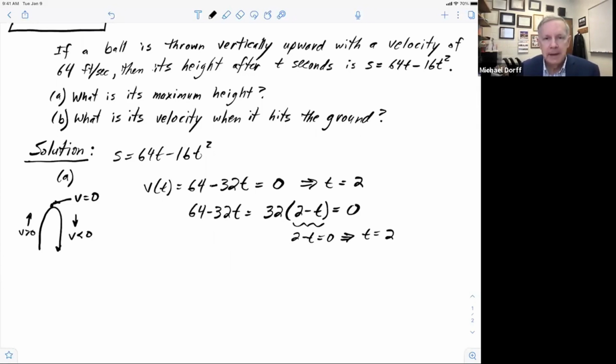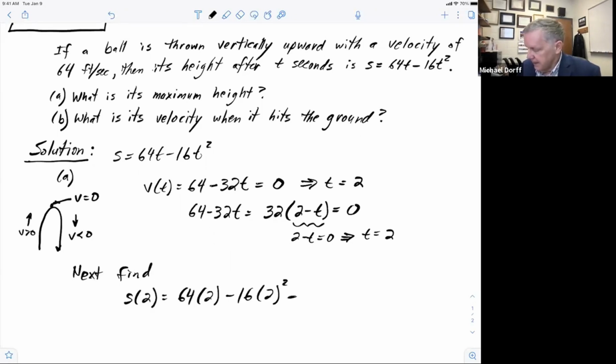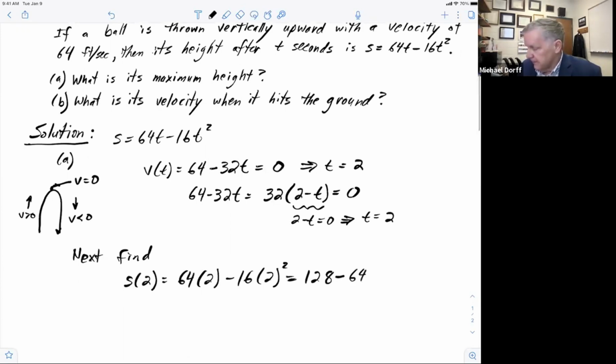But what's the maximum height? Well, the height would be putting 2 into the original equation for s, because that s represents its height. So we want to find s of 2. I put that in there, and I get 128 minus 16 times 4, which is 64. So that's going to be 64 feet. Did I do that right? Yes, 64 feet. So that's the maximum height.